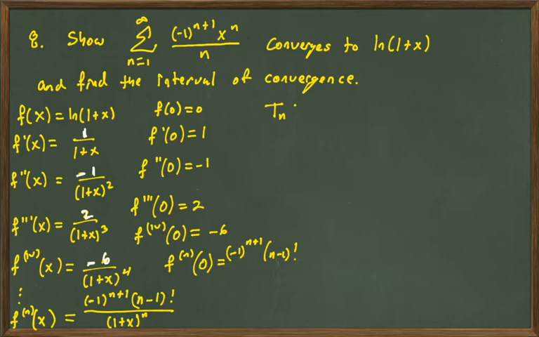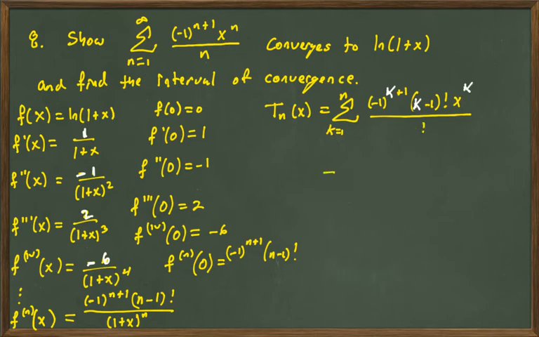So our nth Taylor polynomial here is going to be the sum k equals 1 to n of negative 1 to the k plus 1, k minus 1 factorial, x to the k, all over k factorial. Oops, I'm making marks on the side of the screen there. Let's try again.